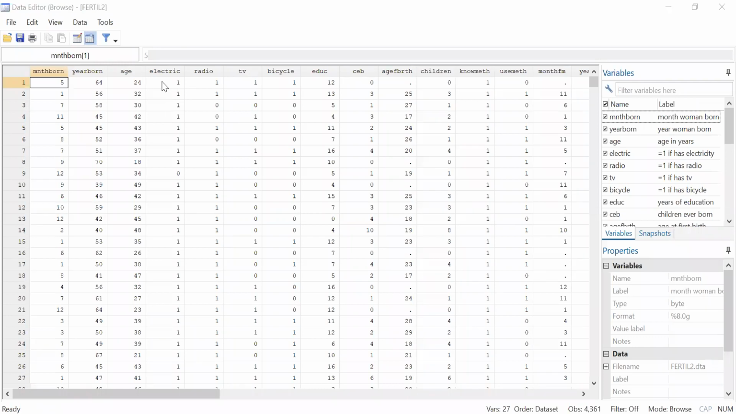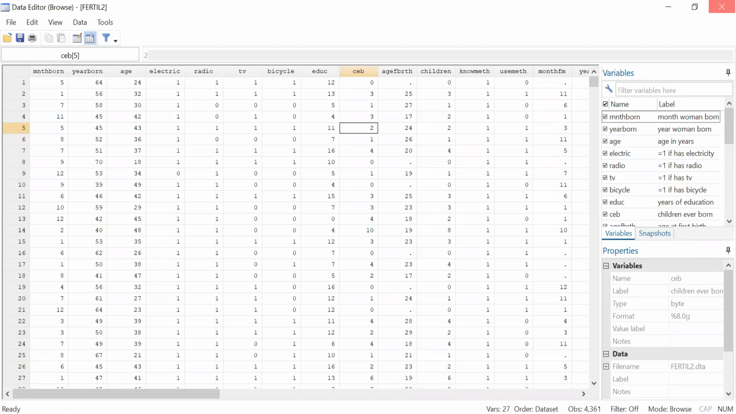You see electricity is coded 1 for all the homes that have electricity, 0 if the house has no electricity. Same with radio, television, bicycle. They are coded 1 or 0, whether you have it or you don't. And then education. If you want to know all the variables, you must go and describe the data and see.